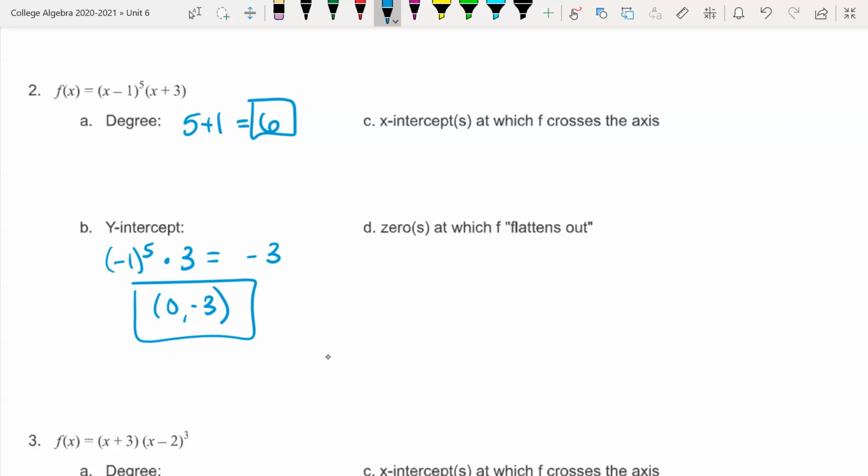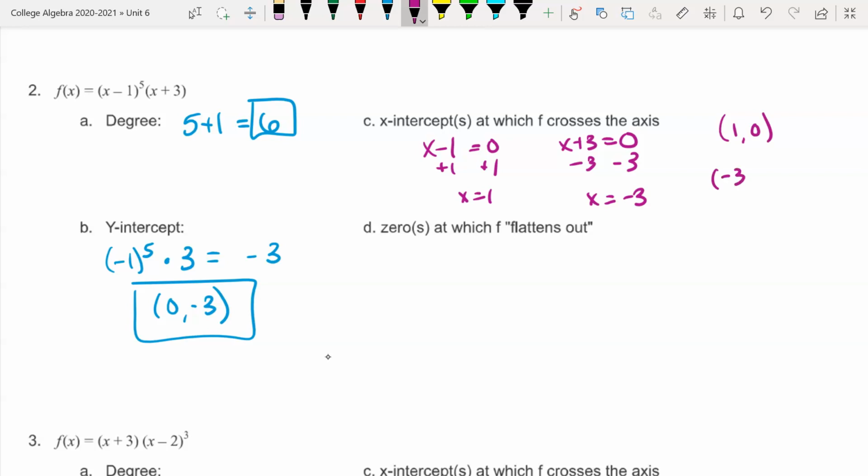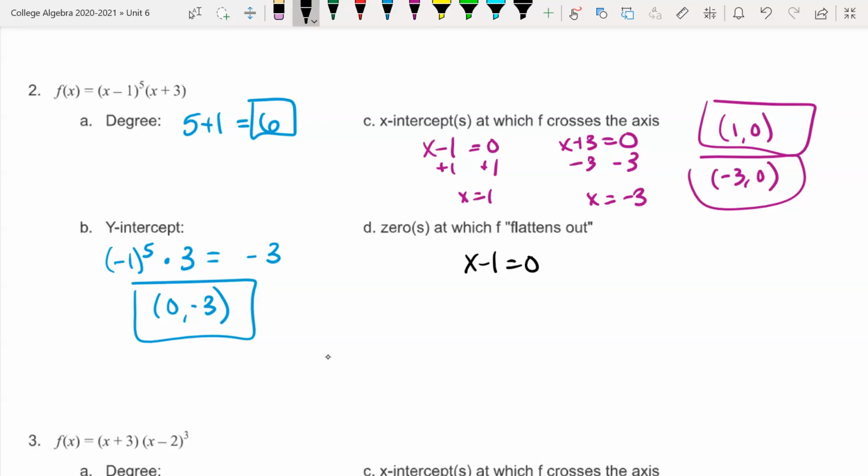My x-intercepts, when it crosses, remember it's got to be an odd one. Right? So both of these are odd, because if it doesn't have an exponent, we assume the exponent's a 1. So I would say (1, 0), (negative 3, 0). And when it flattens out, it's got to be greater than 1, so that's only one of them. And that's just x minus 1. So then it'd be (1, 0). Again, it's the same 4 questions. You're just doing the same thing, it's just going to give you different problems.